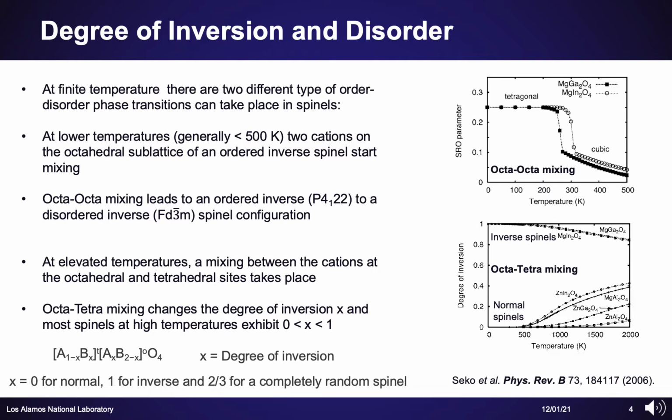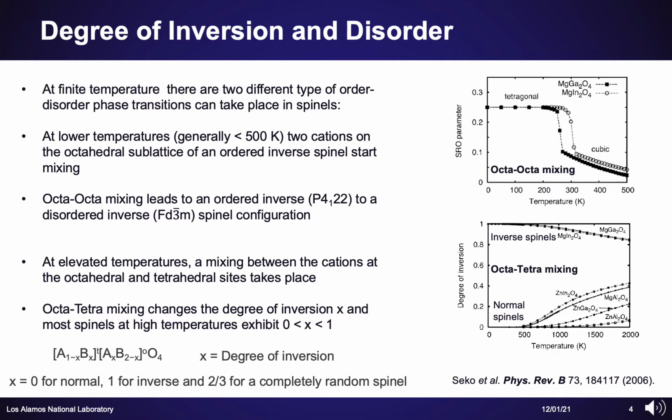An example is shown on the top right, where the Warren-Cowley order parameter can be seen to change as a function of temperature. This order parameter essentially tracks the second nearest neighbor cation distributions on the octahedral sublattice. For the perfect ordered state, it is 0.25 and 0 for a completely random configuration. This octa-octa transition cannot change the inversion. At this critical temperature, inverse spinel goes from an ordered inverse to a disordered inverse configuration.